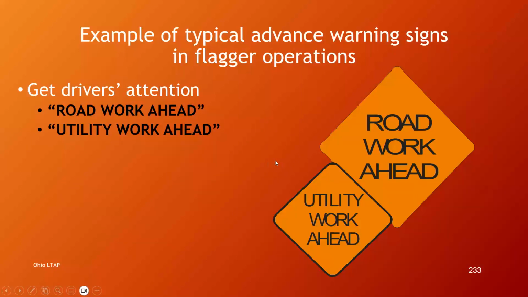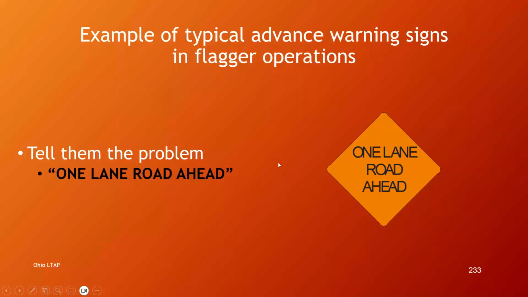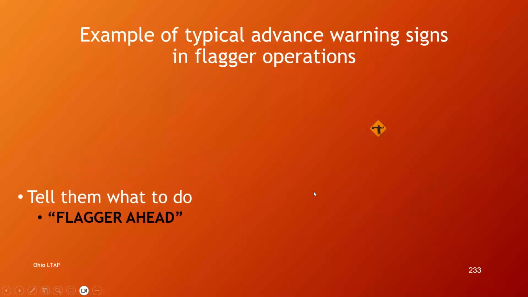So the first sign in the series of signs is the road work ahead sign. And this goes hand in hand with typical application number 10 in the manual. And if you're working for a utility crew, then you're permitted to have the utility work ahead sign as your first sign in the series. And then the second sign in the series is the 1-lane road ahead sign.